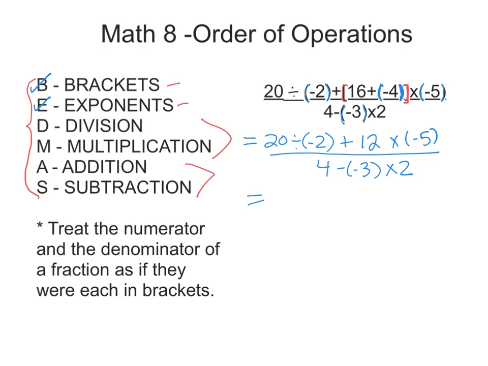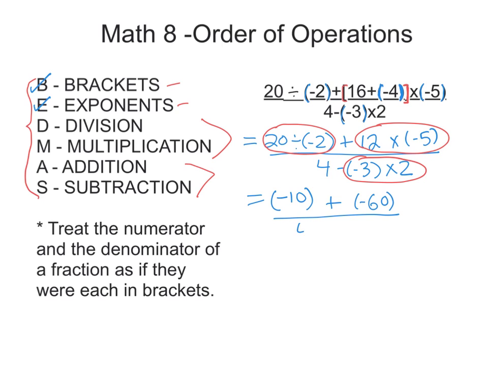We have three different multiplication and division statements in this question. We have 20 divided by negative 2, we have 12 times negative 5, and we have negative 3 times 2. So we're going to do those three things right now. 20 divided by negative 2 is negative 10, plus 12 times negative 5 is negative 60, all over 4 minus negative 3 times 2, which is negative 6. Okay, so now we've done all the multiplication and division.